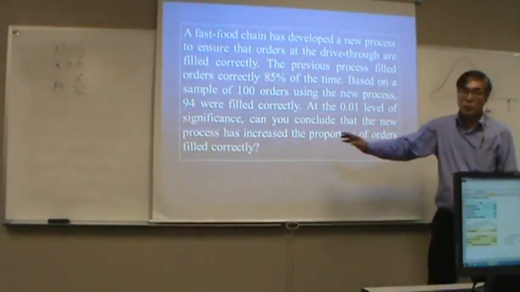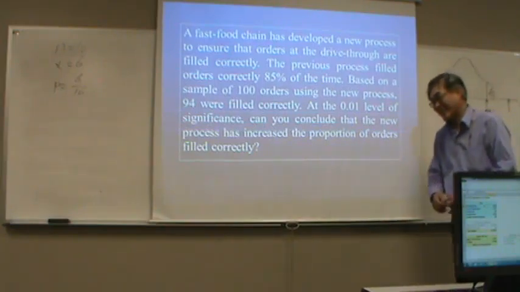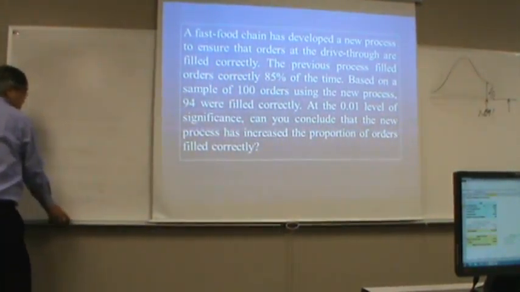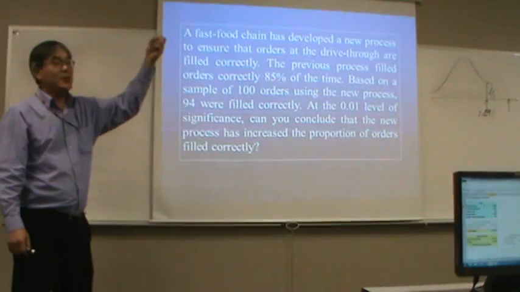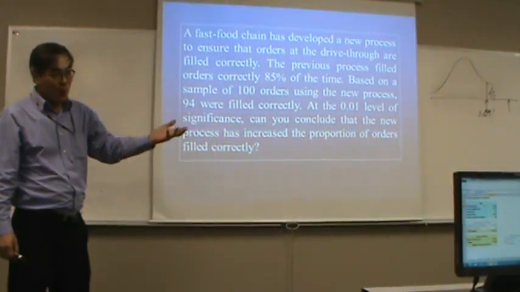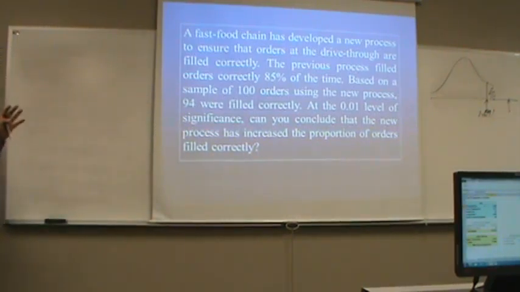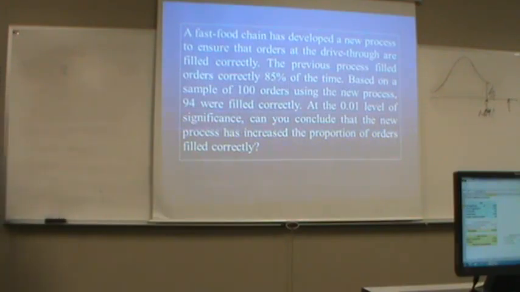Increase the proportion of the orders filled correctly. Increase, one tail. What first? H1 first. Don't forget. Something percentage, something over something. Proportion. So this is a proportion test. So first step, state hypothesis, proportion pi. Okay, this is a one tail test.